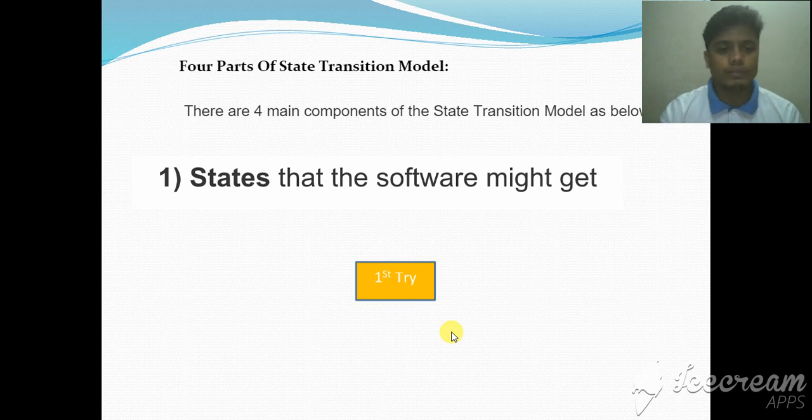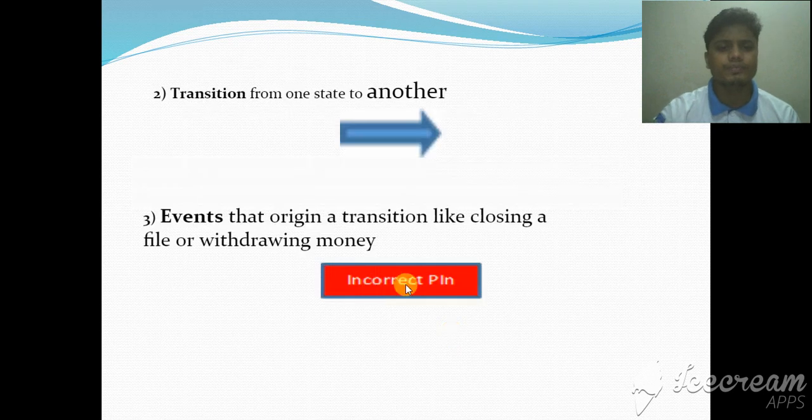First of all, the state that the software might get into. This is a circle. Second, the transition from one state to another. This is an arrow symbol. Third, the event that originates a transition, like closing a file or withdrawing money. This is the input.